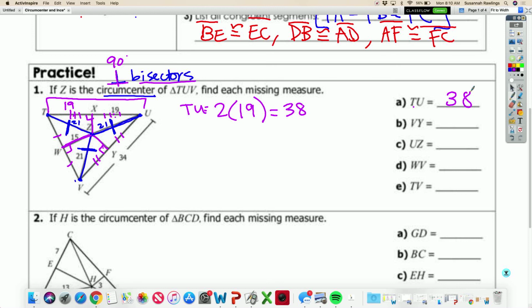Let's look at VY. Kind of the most difficult part here is just finding the correct segment. VY is this piece right here. Okay, the only information that I have there is that 34. That's that whole segment. But I know these are each congruent, so think about what I would do there to find that half of the segment. Okay, kind of give you a hint there. We're going to take that 34 and do what with it? We're going to divide it by 2 to get 17. That means each of these lengths are going to be 17. So using the definition of a bisector there.